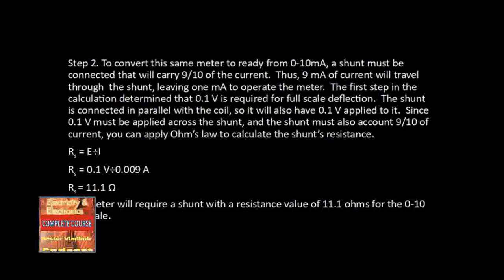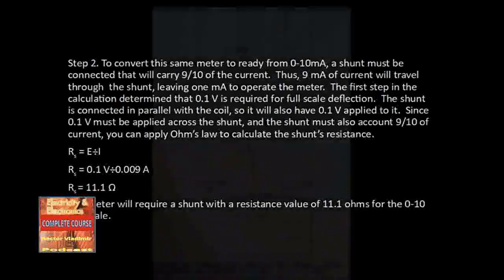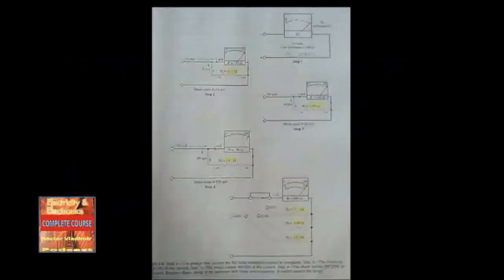Again, where did the 0.009 amps come from? That is 9/10 of 10 milliamps, which is 0.01 amps. 9/10 of that is 0.009 amps. Where did the 0.1 volts come from? It is established that 0.1 volts must go through the shunt for full deflection. That's what we have as the voltage. The meter will require a shunt with a resistance value of 11.1 ohms for that example, for the 0 to 10 milliamp scale.